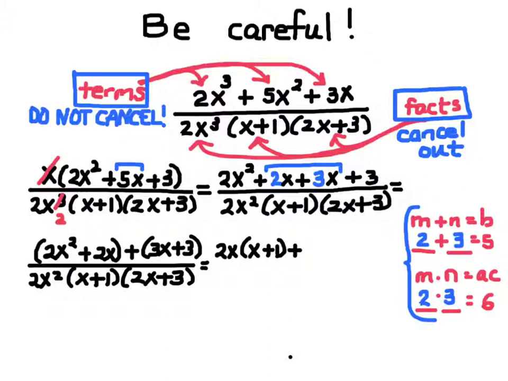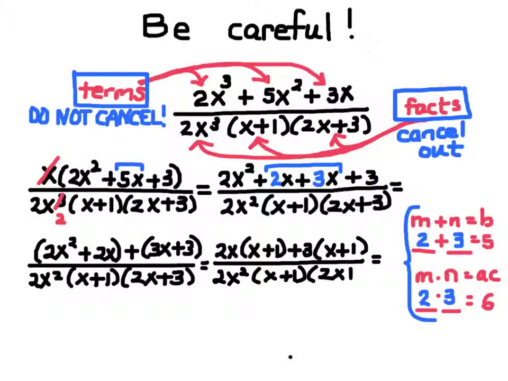And now between 3x and plus 3, we'll factor out a 3. And what's left is an x plus 1. We have a bit of busy work where we have to keep writing this denominator in: 2x squared times x plus 1 times 2x plus 3.